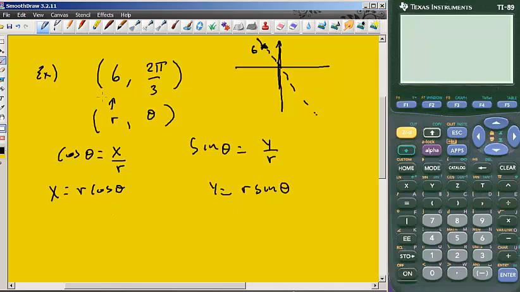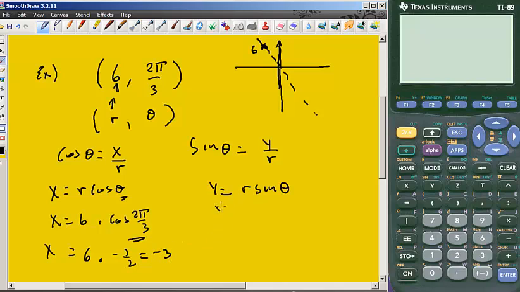Alright, they give us an r, which is 6, and they give us an angle, which is 2 pi thirds, so x equals 6 times cosine of 2 pi thirds. And what is cosine of 2 pi thirds? Well, cosine of 2 pi thirds happens to be negative 1/2. So that will give us negative 3.